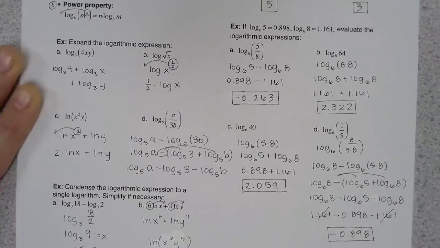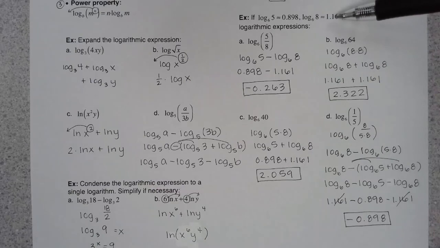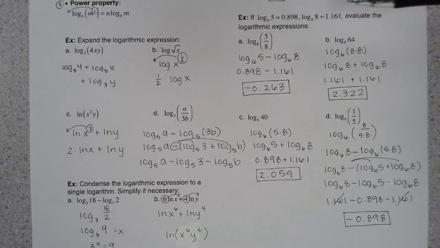So again in this section, you're trying to creatively come up with numbers that you can use to represent the argument, using the approximate values of each of these logarithmic expressions that you're given in the beginning.